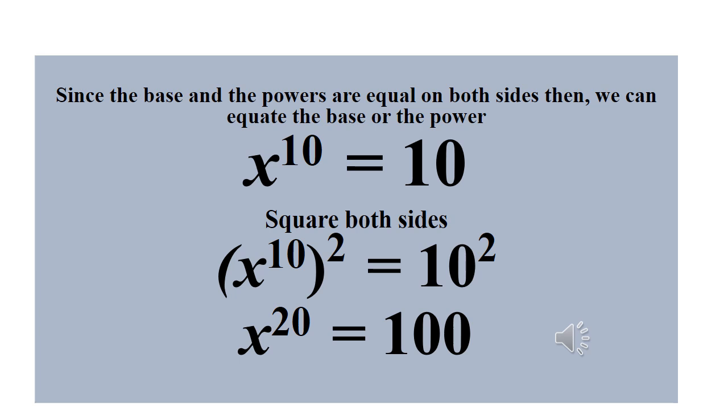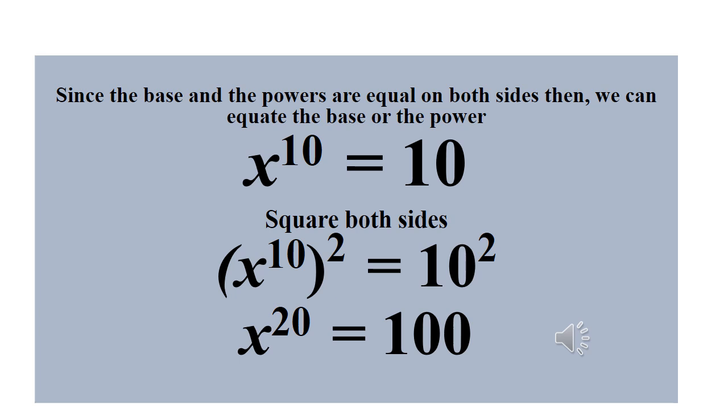Since the base and the powers are equal on both sides of the equal sign, we can equate the base, or we equate the power. So we have x raised to power 10 equals 10. What do we mean? Since we have x raised to power 10 raised to power x raised to power 10 equals 10 raised to power 10, it means we can just pick the base or the power and equate them. So we are equating the base, x raised to power 10 equals 10. If you square both sides, then we have x raised to power 10 squared equals 10 squared.